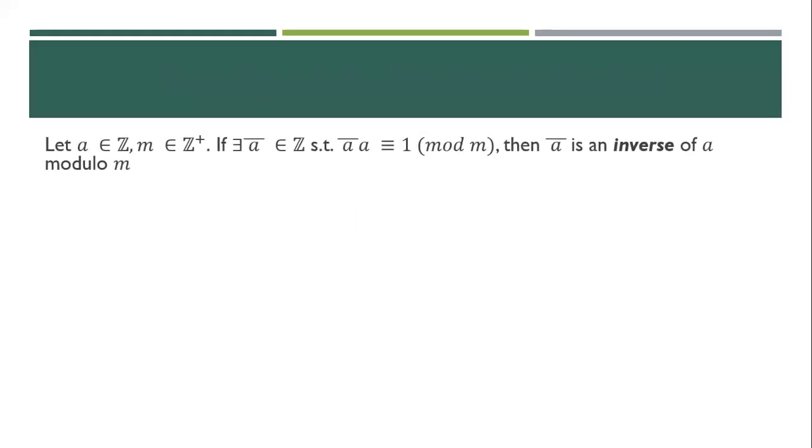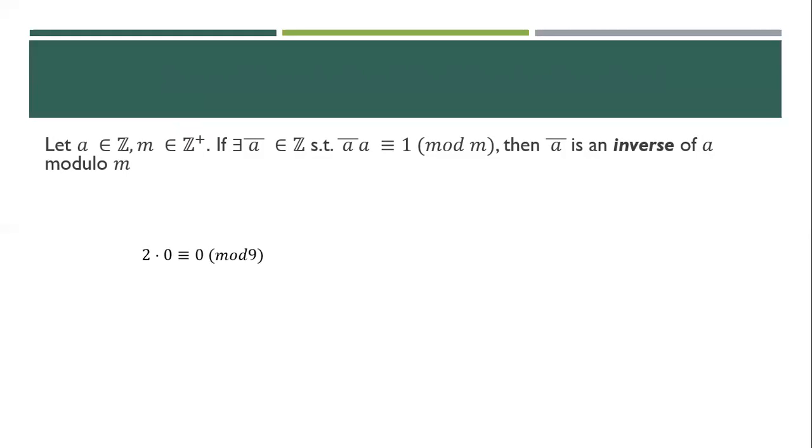So if a is an integer and m is a positive integer, there exists a bar, we'll go ahead and call it the inverse, if there exists one of these, where you multiply a bar and a, and that's equivalent to 1 mod m, then we call a bar an inverse of a modulo m. Importantly, it's an inverse.